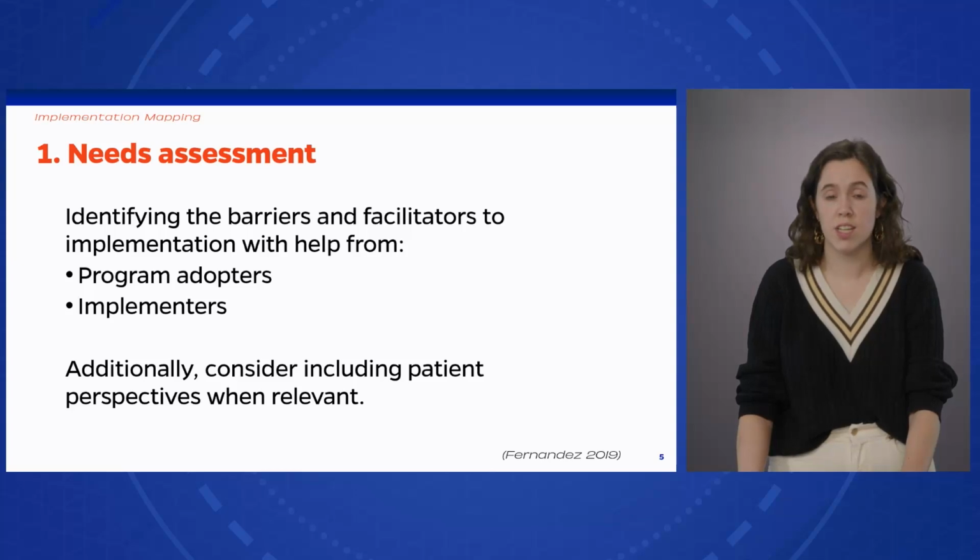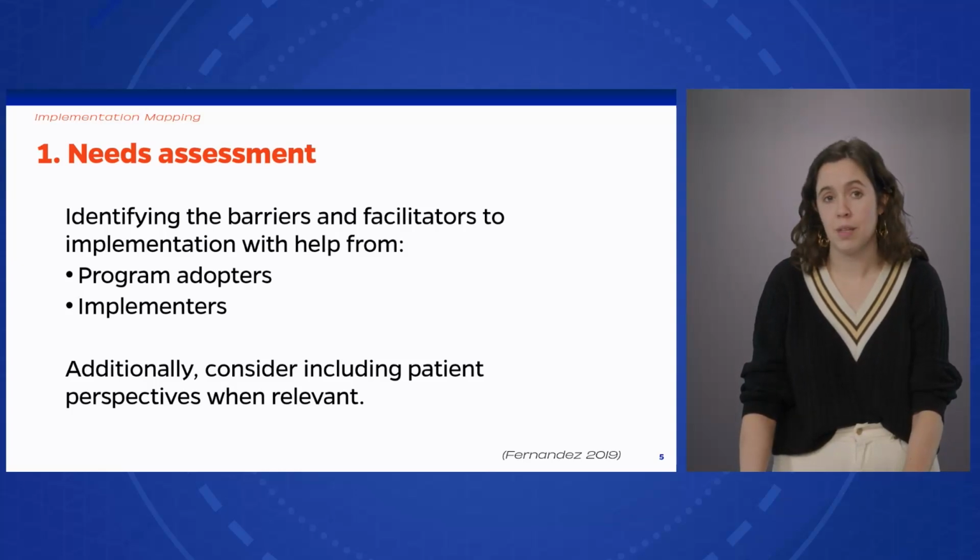In the first stage, you're conducting a needs assessment in order to identify the barriers and facilitators to implementation. To do this, you need to include the program adopters, who are the ones making the decision whether or not to adopt a program, and who can also help provide the resources to support the program, and the implementers, who will be the ones actually putting the program into practice. For example, clinic administrators could decide an evidence-based program should be adopted and could help budget and assign staffing to do it, but the providers and staff would be the people actually implementing the interventions with patients.